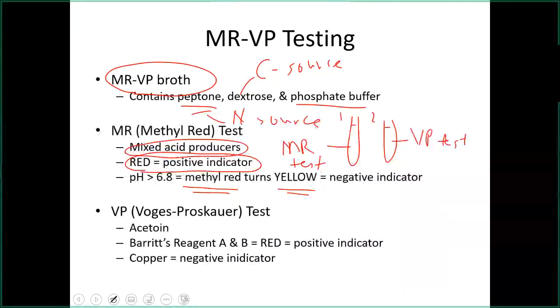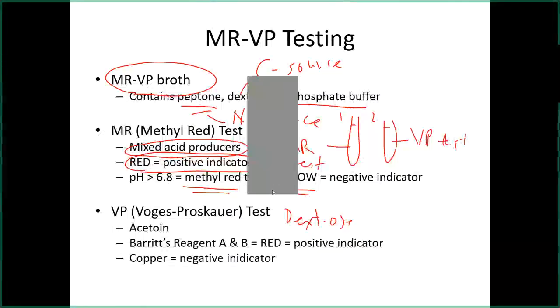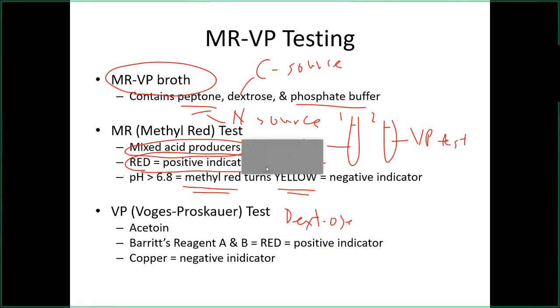Okay, so the Voges-Proskauer test tests for a different outcome, right? So dextrose, let me just go through what happens with dextrose. Here, let me pull up another slide, and I'll just use that whole slide.